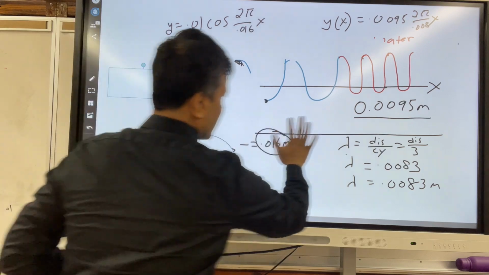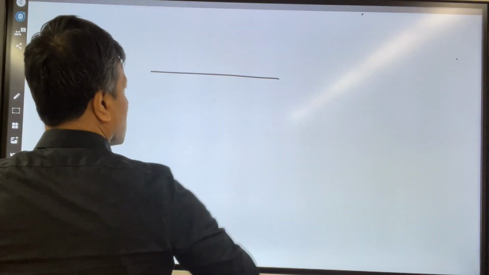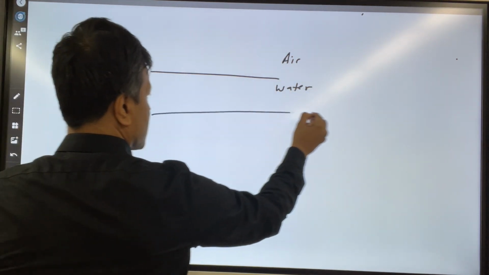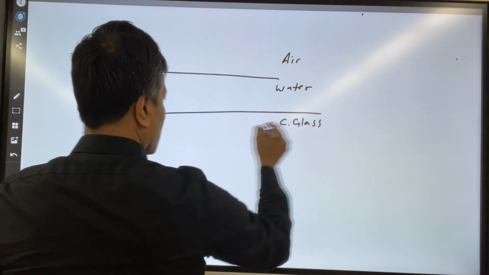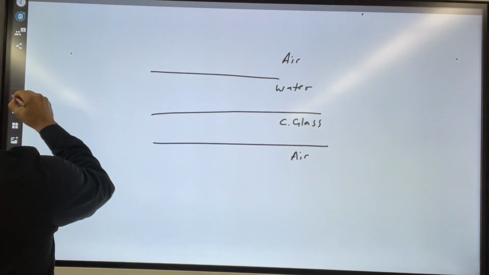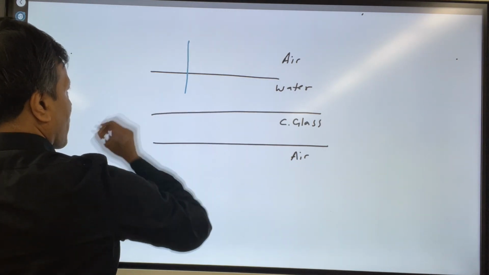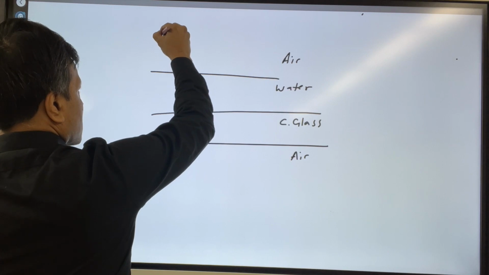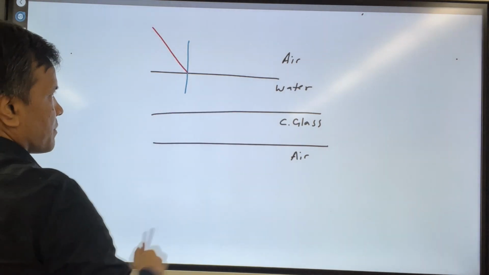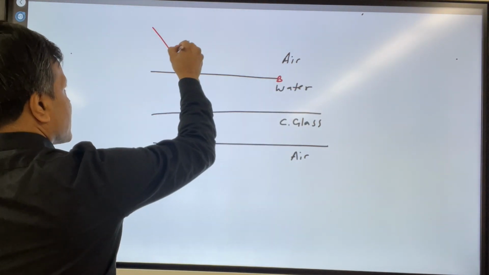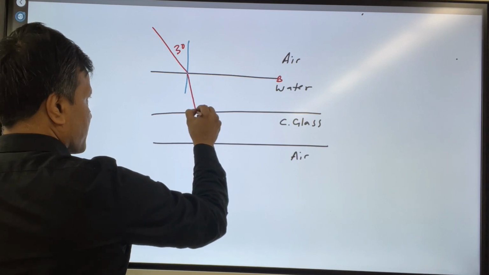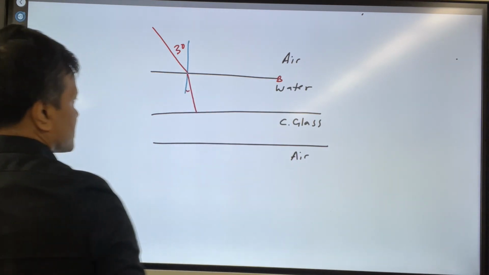So now we're going to do the axis slip, and axis slip is pretty easy. This is air, this is water, this is crown glass, and this is, what do you call it, air again. You have a normal line, and you have the light striking the boundary with a 30-degree angle, 30-degree incident angle, and it refracts. We're going to find the refracted one. Okay, so what is this one? We're going to find that.